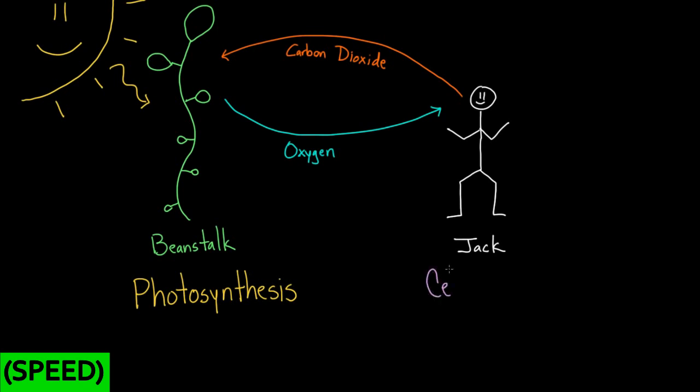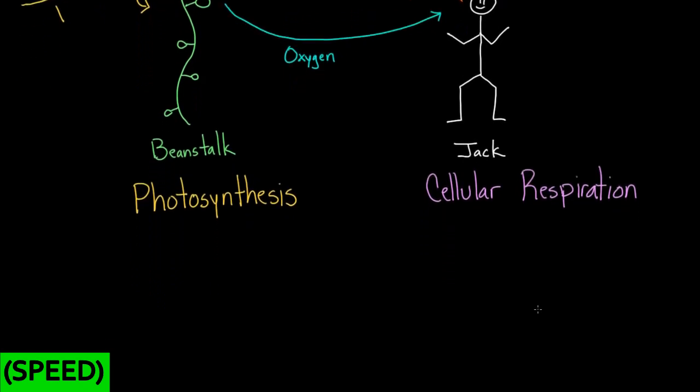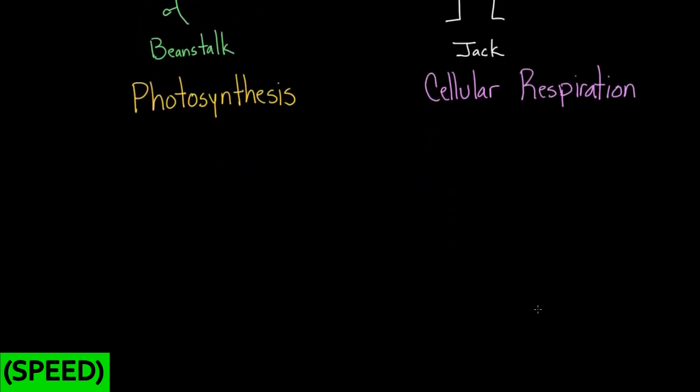We know that on the one hand, you have beanstalks doing photosynthesis, and on the other hand, you have folks like Jack doing cellular respiration, right? And there's this really interesting symbiosis, and by that I just mean that the two are relying on each other to really work, right? So you need both of them to work well. Let's take a moment to write out these processes that are happening between Jack and the beanstalk.